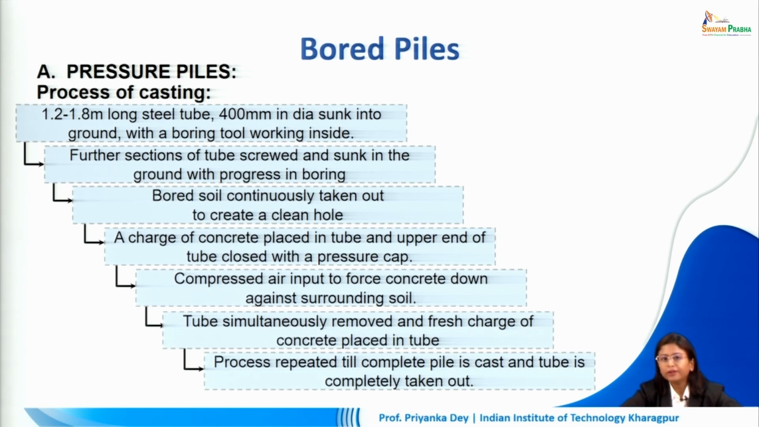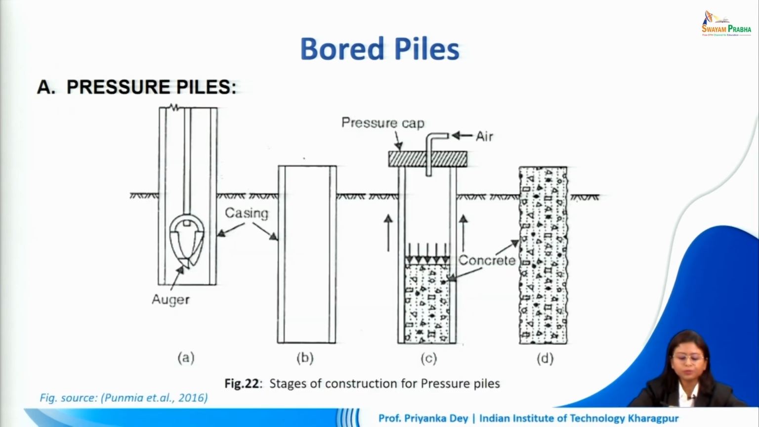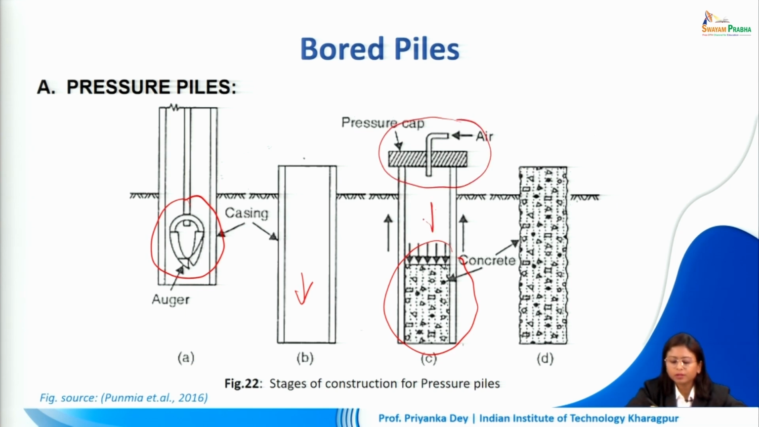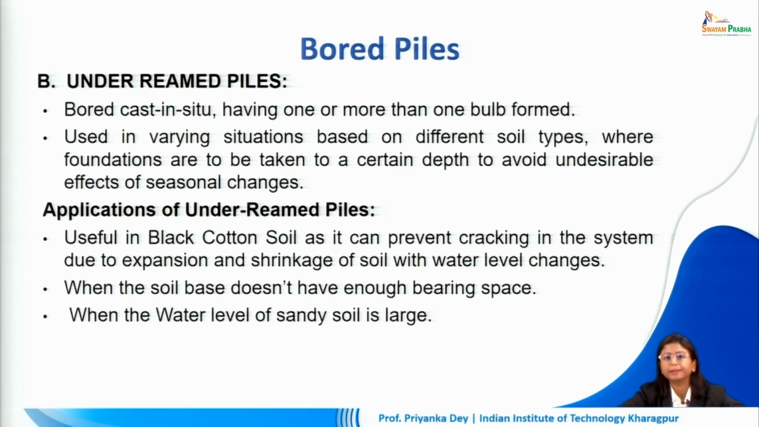Now compressed air is going to help us drive the concrete downward into the pile. Gradually we will be able to fill up the entire pile with concrete following this process. So this is how it works. We are boring our way into the ground, creating this clean tube. Then we give a charge of concrete, and with the help of the pressure cap from the top, we ensure that the concrete moves down, and then we will have the entire pile created. This is the first type, the bored pressure pile.